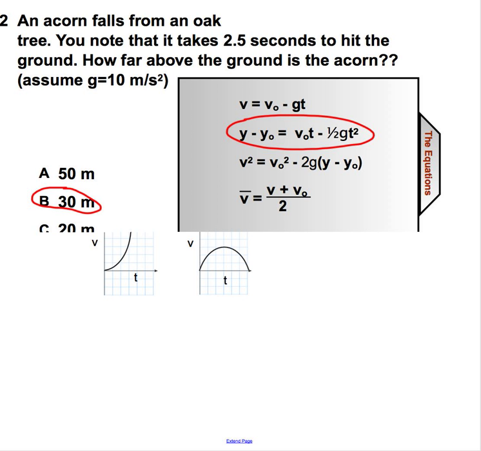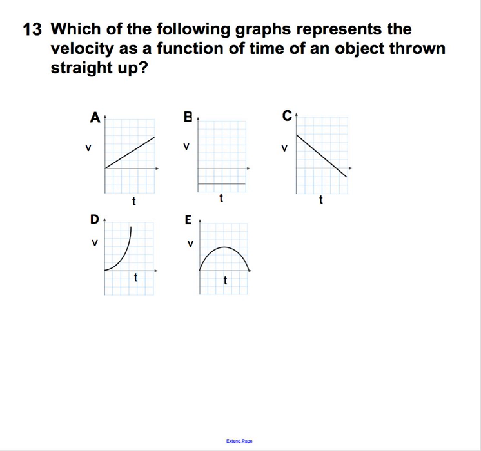Which of the following graphs represents the velocity as a function of time of an object thrown straight up? Stop the tape and see if you can answer this question. We've already tackled this question a couple of times in class. Of course, the velocity starts with a big number as it goes up, then gets smaller, smaller, and smaller until it becomes 0, and then it starts becoming negative. It gets bigger, bigger, more negative. And so this graph tells you that.